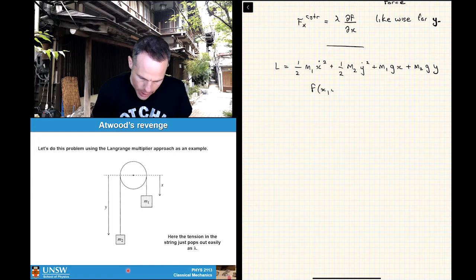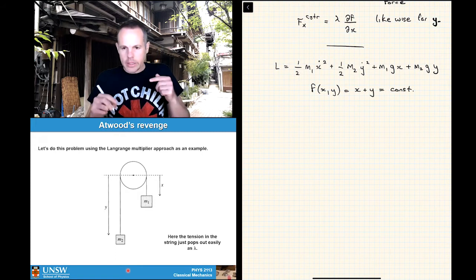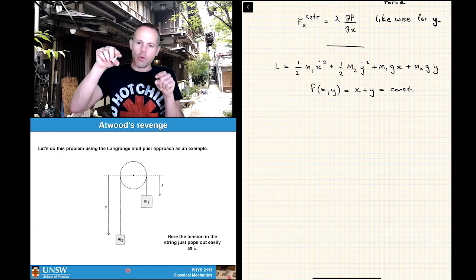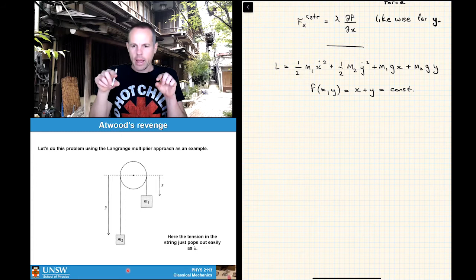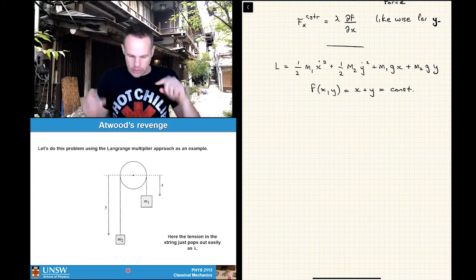F of x and y is x plus y equals a constant. Really all we did was say that we have x, we've got the bit around the top of the pulley, which we can just put into the constant, and y, and that length of string has to be fixed, okay?